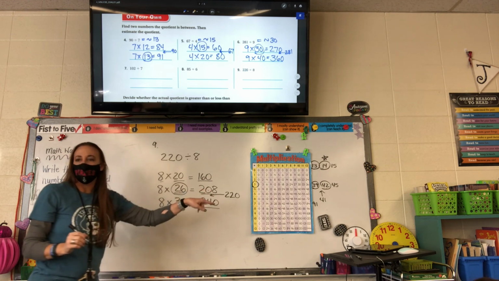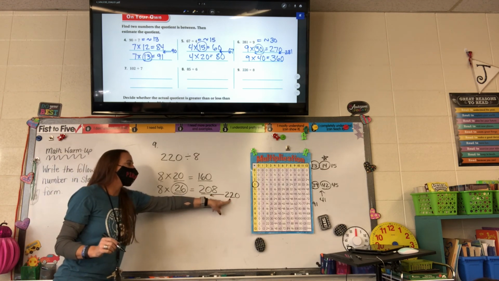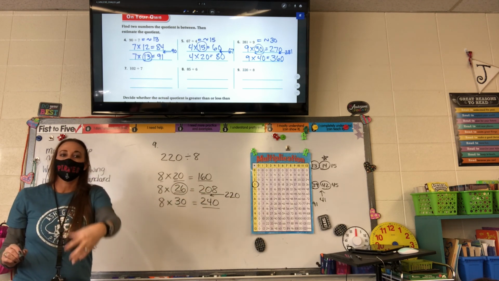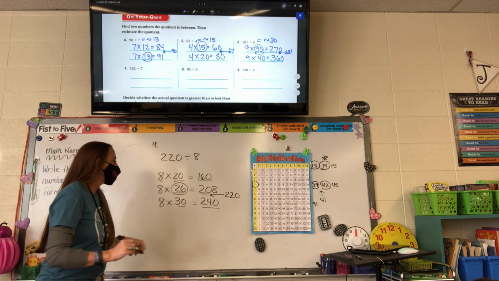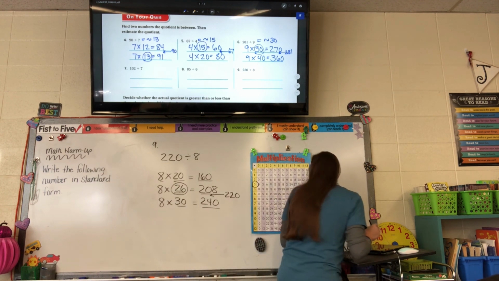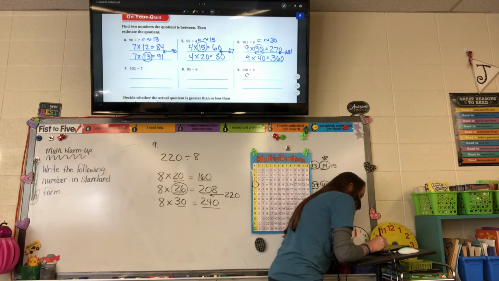208 is 12 away. Remember, 200 was 20 away from 220, so 208 would be closer to 220. It's only 12 away. This is 20 away. This is what you need to write down. This is number 9. Don't write this on number 7. Do we write all 3 of them? Nope.